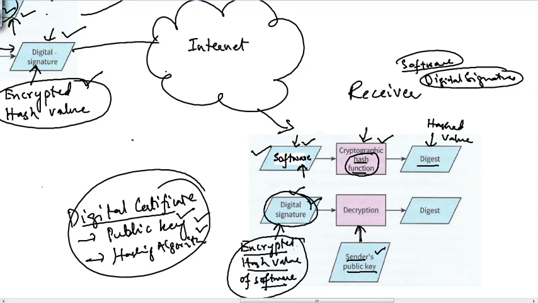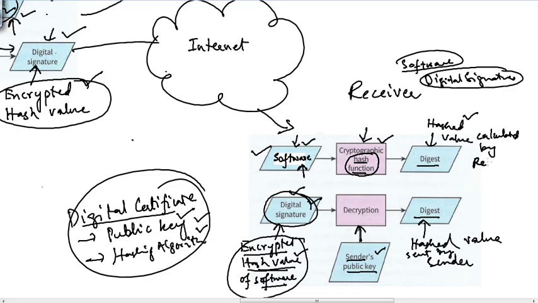And what do we get? Once we have decrypted it, we get the hash value, right? Because the hash value was encrypted. Now we decrypted it, and what we have available is the hashed value that was sent by the sender. So this was sent by the sender, right? And this hashed value was calculated by the receiver, right?